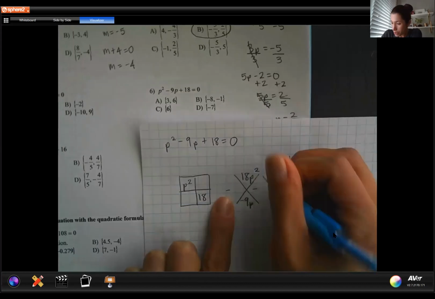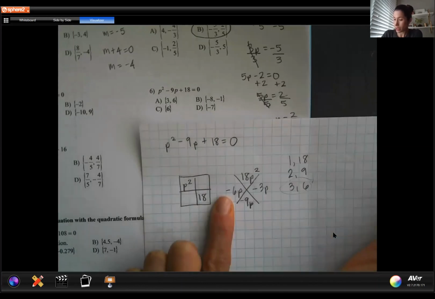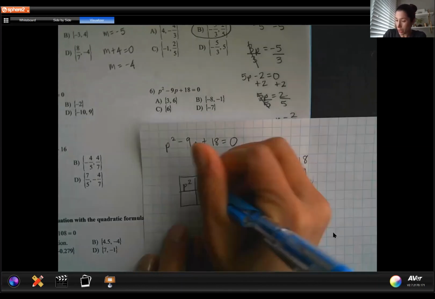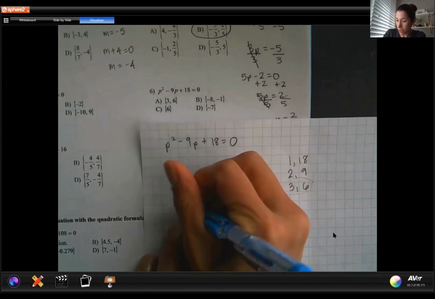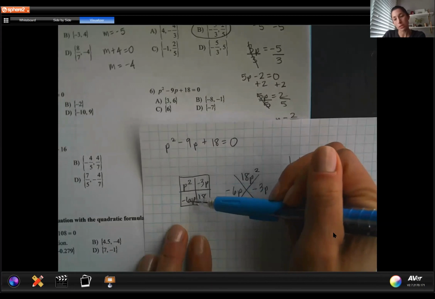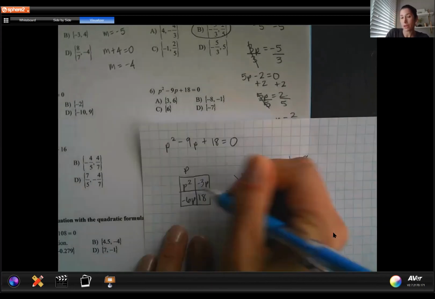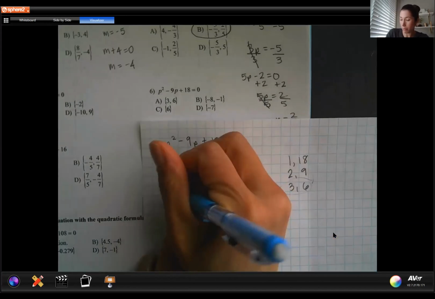Well, I could do these two here. So 3p and 6p, and I could put these in either order. So negative 3p and negative 6p. And then the common factor between p squared and negative 6p would be a p. And our common factor here would also be p.